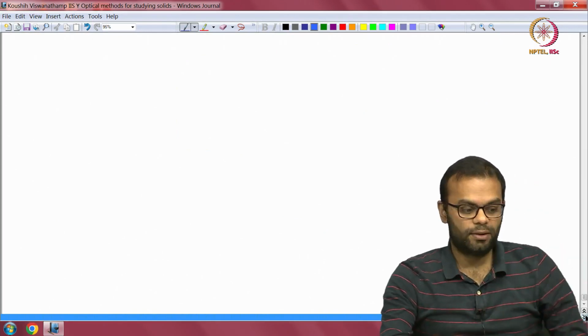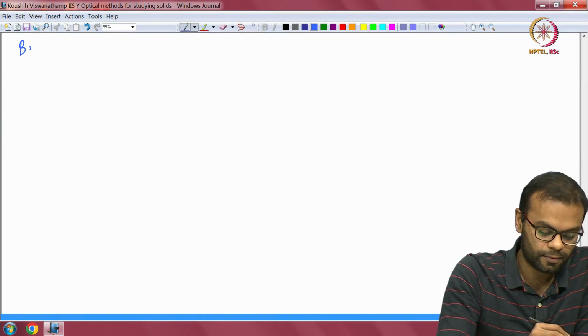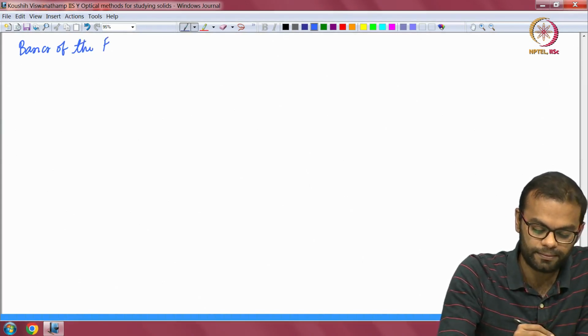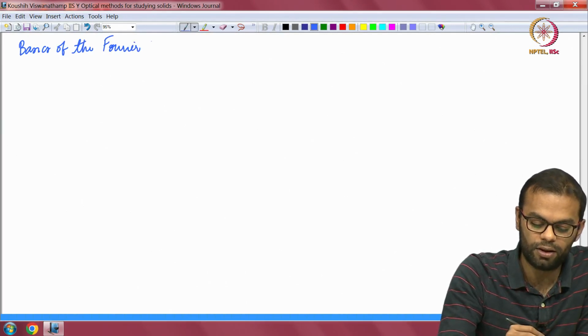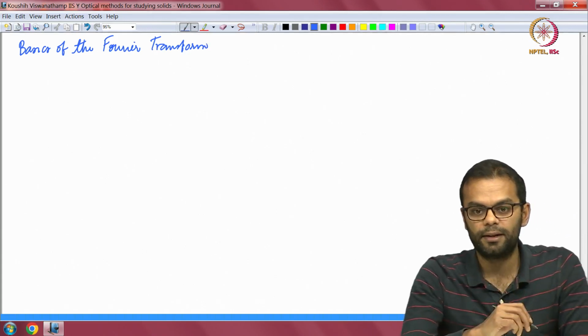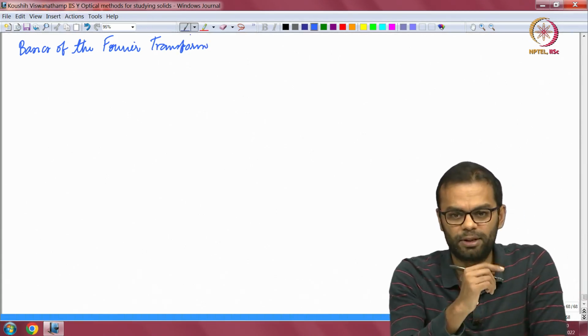Okay, to do this we have to, like I said, use the Fourier transform. So we will just look at some background material on the Fourier transform before we can start using it, to make sure that everybody is on the same page. So we will go over some of the basics of the Fourier transform.